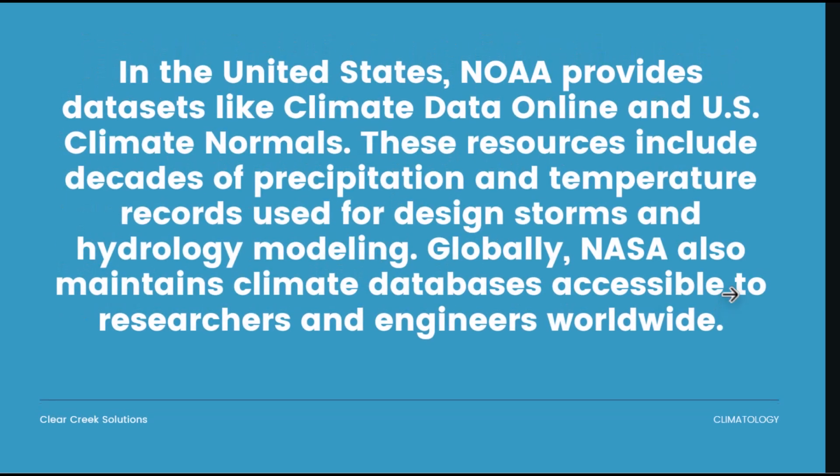In the United States, NOAA provides datasets like Climate Data Online and U.S. Climate Normals. These resources include decades of precipitation and temperature records used for design storms and hydrology modeling, and globally, NASA also maintains climate databases accessible to researchers and engineers worldwide.